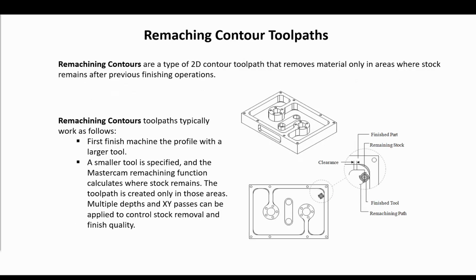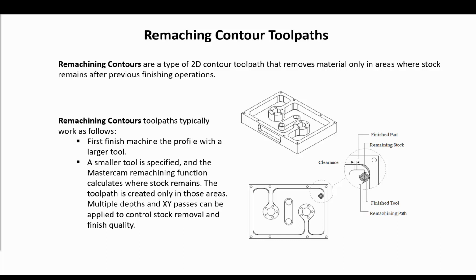Remachining contours are a type of 2D contour toolpath that removes material only in areas where stock remains after a previous finish operation. Remachining contour toolpaths typically work as follows. First, finish machine the profile with a larger tool. A smaller tool is specified, and Mastercam remachining functions calculate where stock remains. The toolpath is created only in those areas. Multiple depths and XY passes can be applied to control stock removal and finish quality.